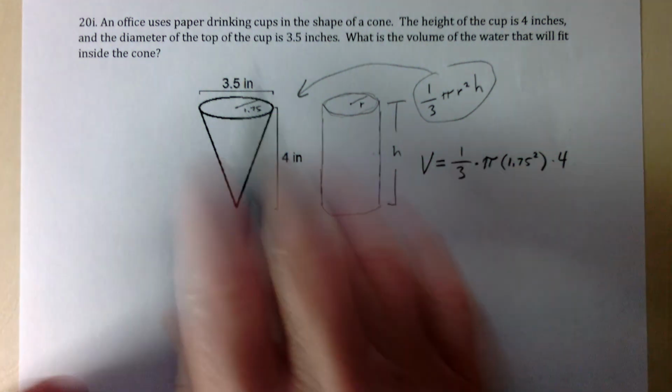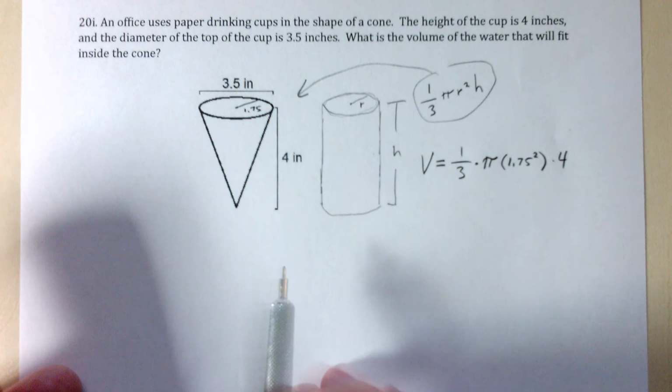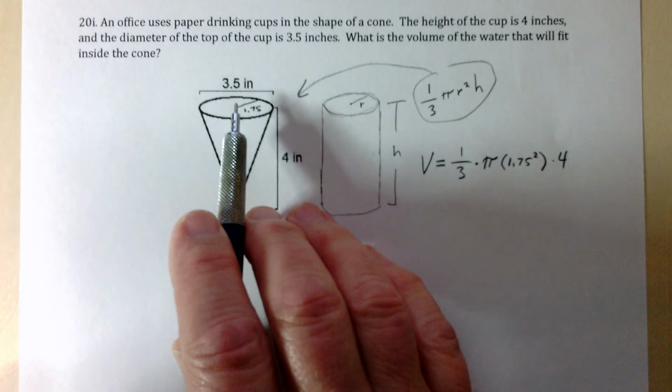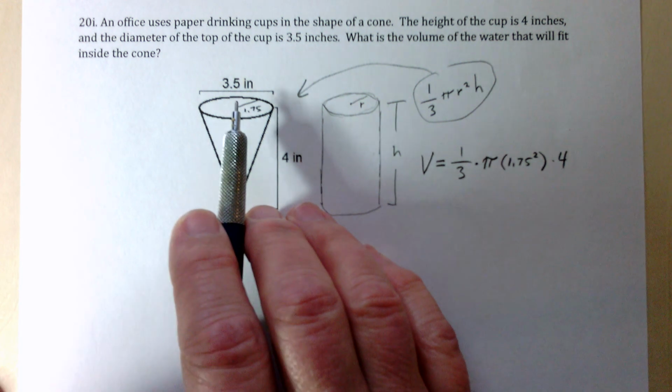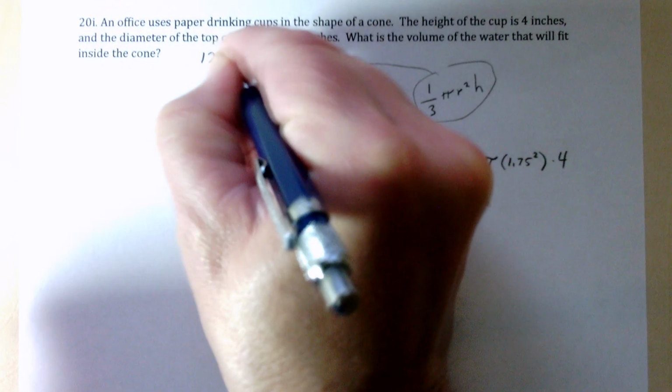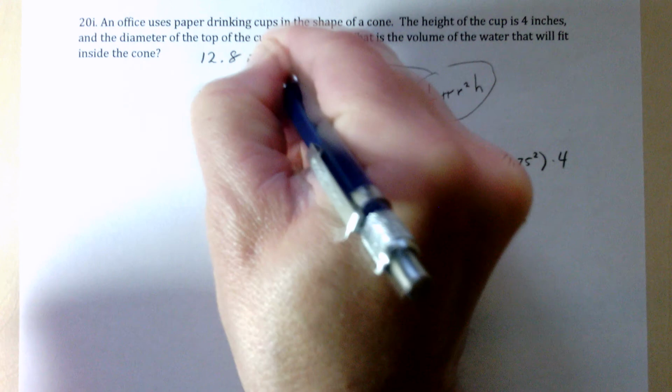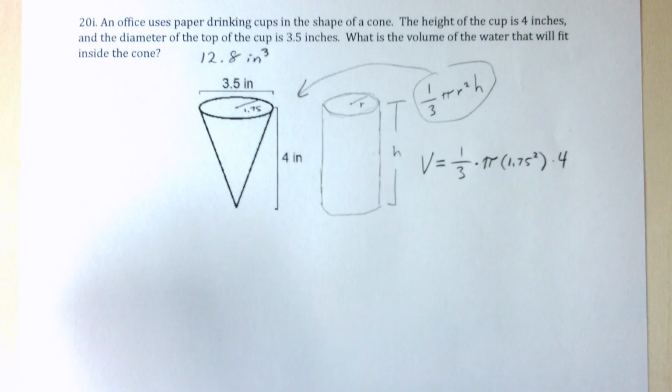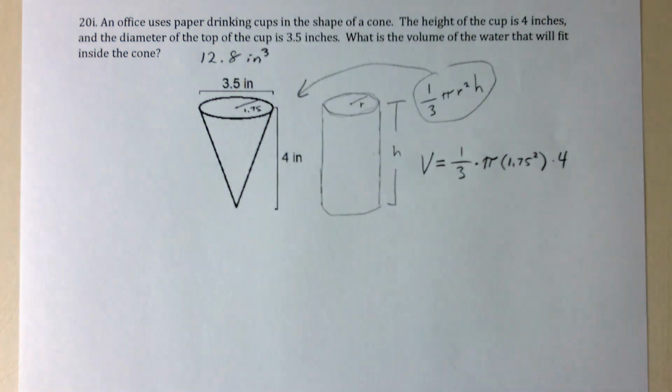It doesn't say how to round the answer, but I'm going to round it to a single decimal point. It's called 12.8. And that's inches cubed, right? We're in cubic measure, we're in volume, so the answer is in inches cubed. And even with a lot of explanation, we're only in about 4 minutes, so that's a pretty quick problem to solve.